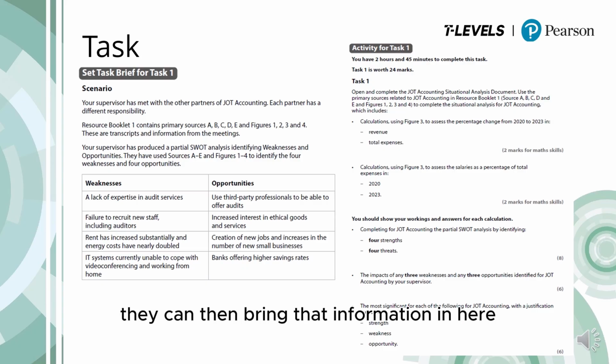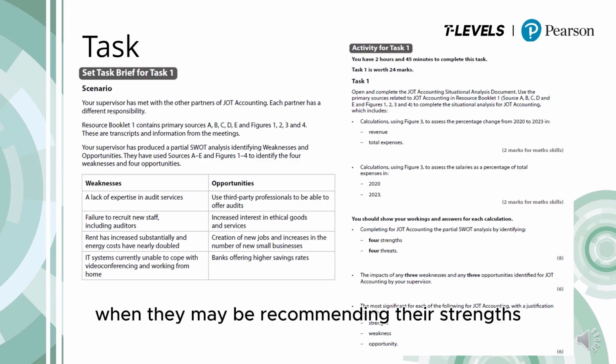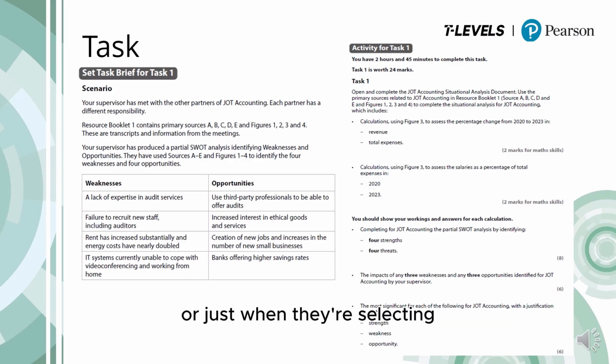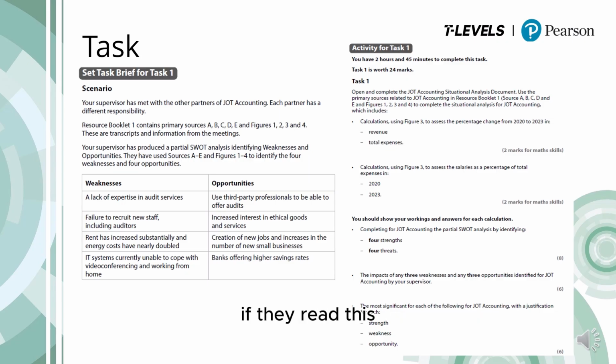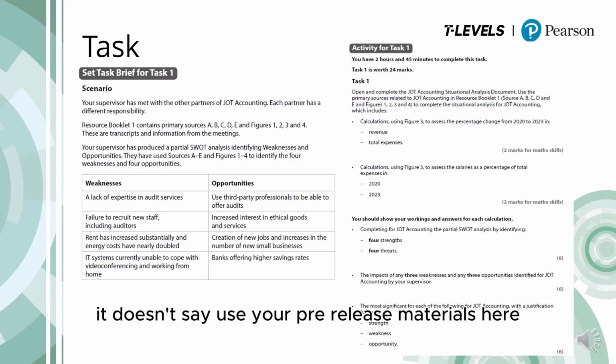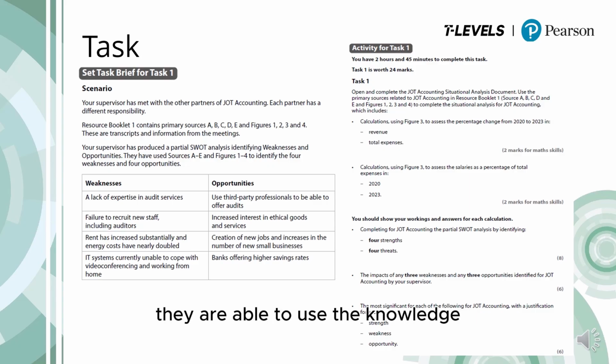They can then bring that information in here to help them when they're maybe recommending their strengths or threats, or when they're looking at any impacts that the weaknesses and opportunities might have, or just when they're selecting which one they think has got the most impact and justifying why. So whilst it's not blatantly obvious to the student, if they read this, it doesn't say usual pre-release materials here, they are able to use the knowledge that they've got from their pre-release to deepen the quality of the work and the knowledge that they're showing in this task.